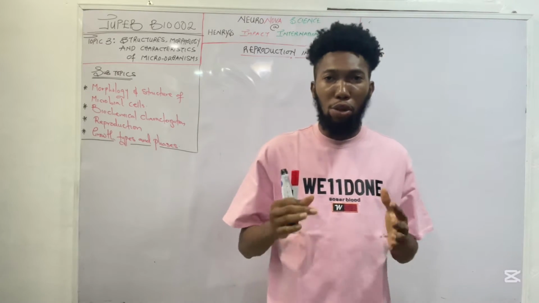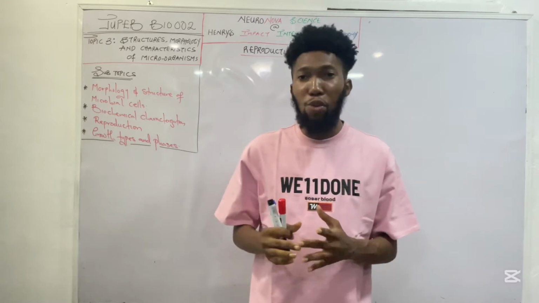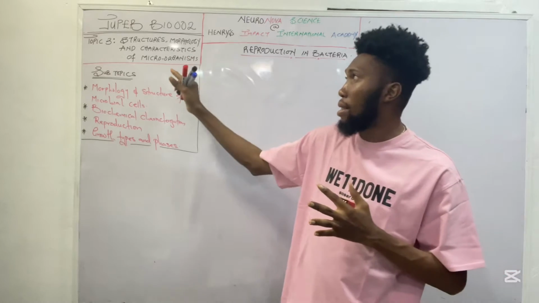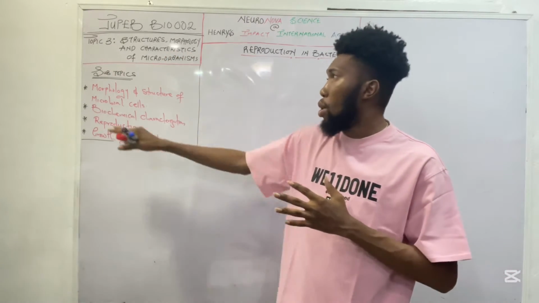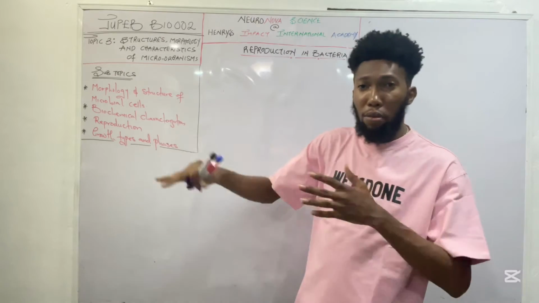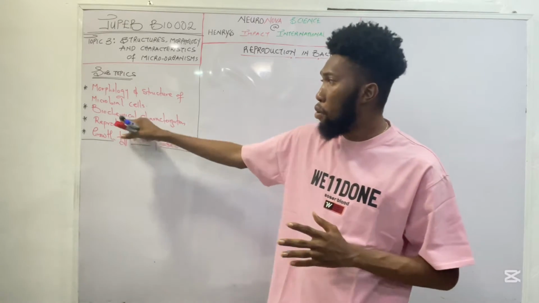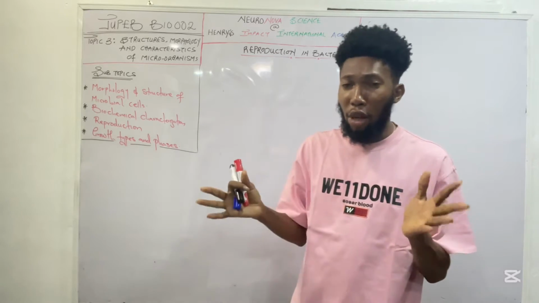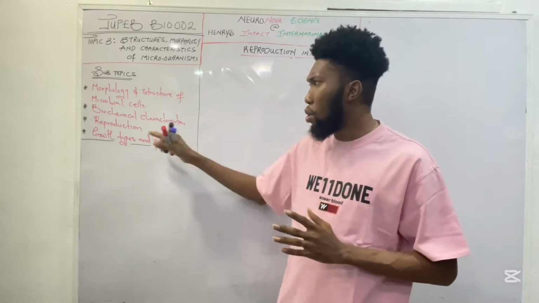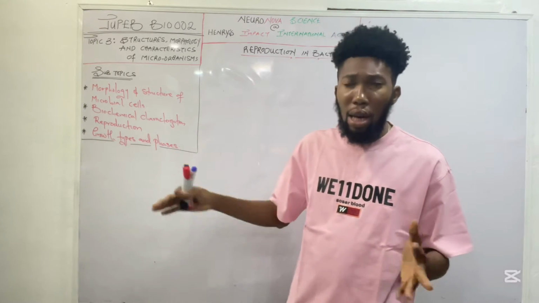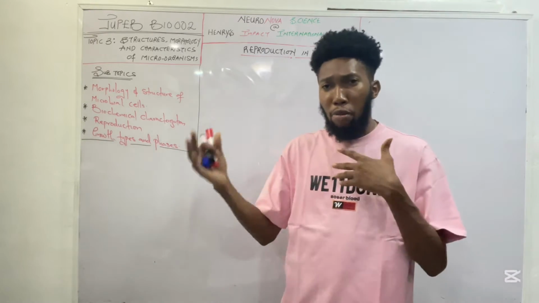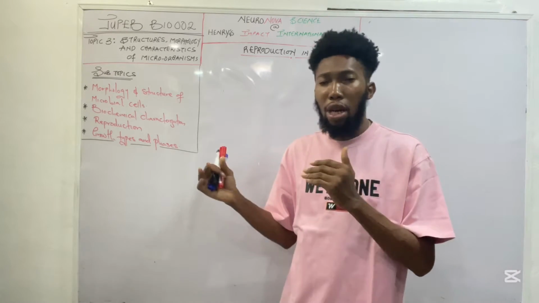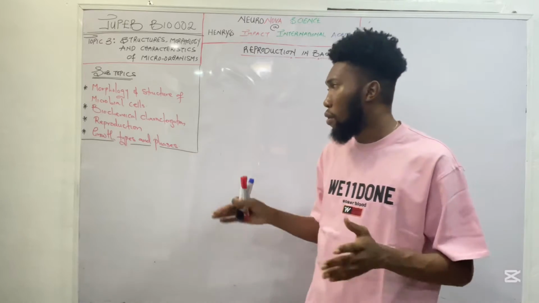We're going to be continuing from where we stopped on our present series, which is on the topic called Structure, Morphology and Characteristics of Microorganisms. We've discussed morphology and structure of microbial cells. We've looked at biochemical characterization. We did the Indole test. We did the Voges-Proskauer test. And we've also looked at growth types and the phases in our previous lecture, where we related it to the different kinds of cultures that you are dealing with. We looked at log phase, lag phase, stationary phase, and death phase.